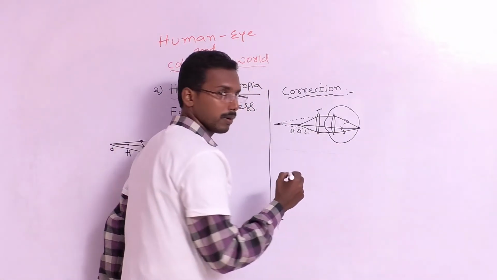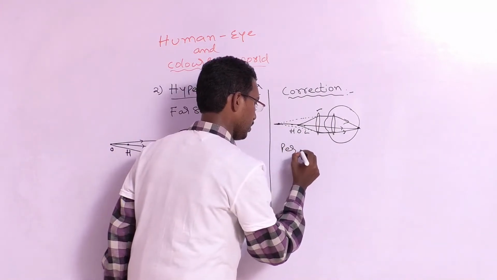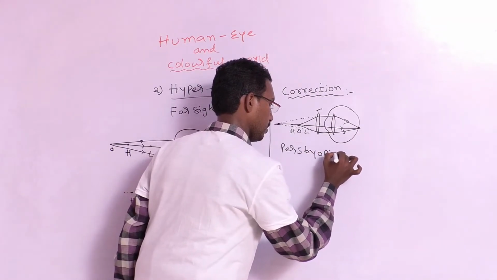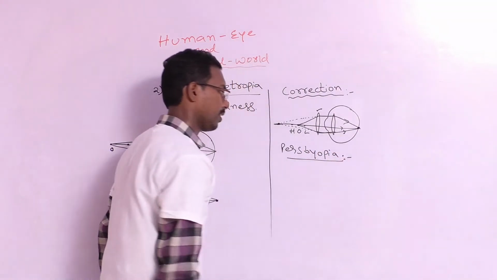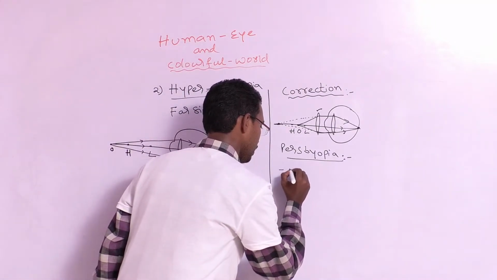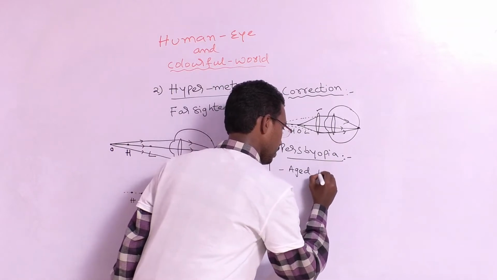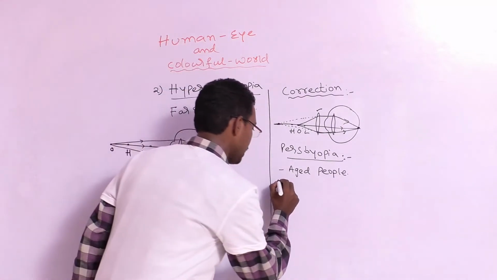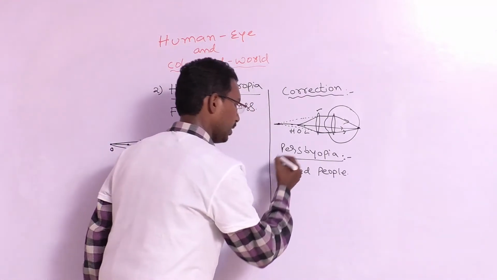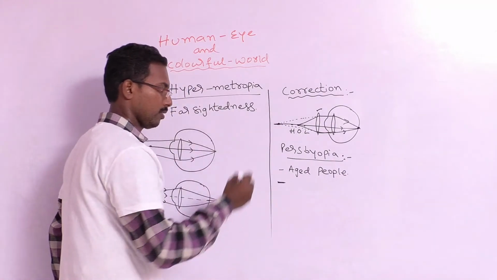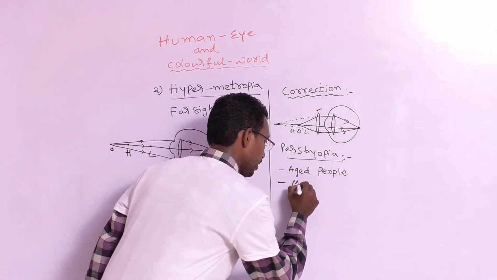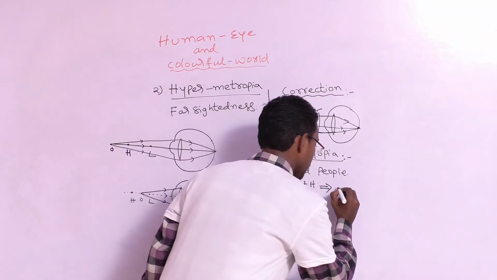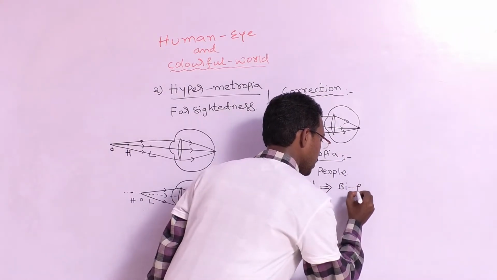The next one we will deal with is presbyopia. This defect in the lens is because of aging. For aged people, this defect will occur. In some people, the defect of presbyopia is because of both myopia and hypermetropia. So for such people, we will use a bifocal lens actually.